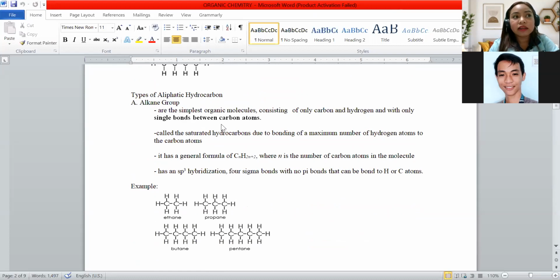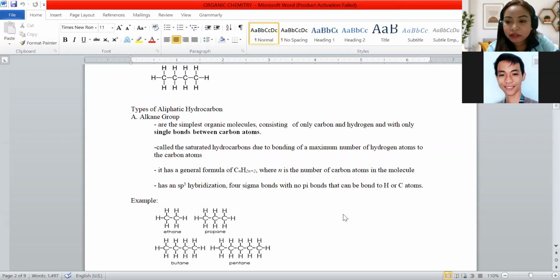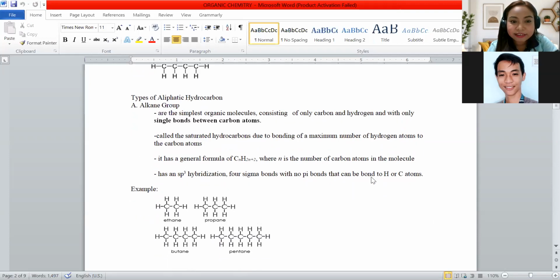Since it's a single bond, what hybrid of orbital does it create? Anybody? What hybrid of orbital does it create for the alkane group?